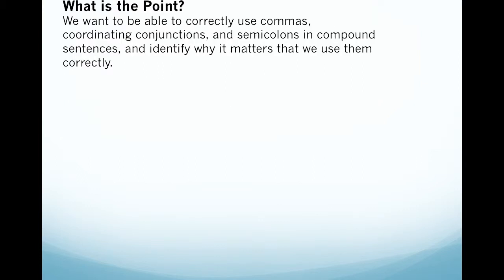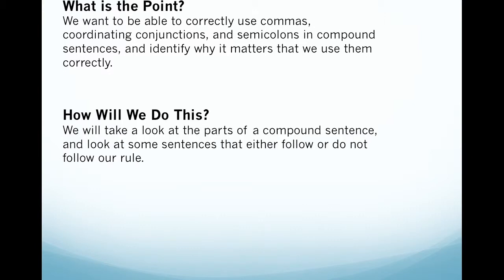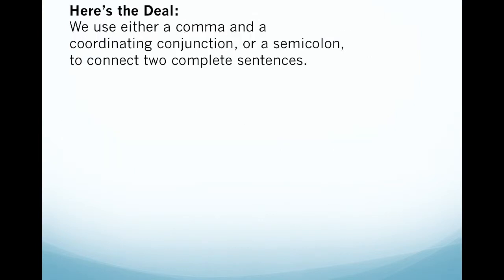So what's the point of this? Well, we want to be able to correctly use commas, coordinating conjunctions, and semicolons in compound sentences and identify why it matters that we use them correctly. And we're going to do this by taking a look at the parts of a compound sentence and then look at some sentences that either follow or do not follow our rule.